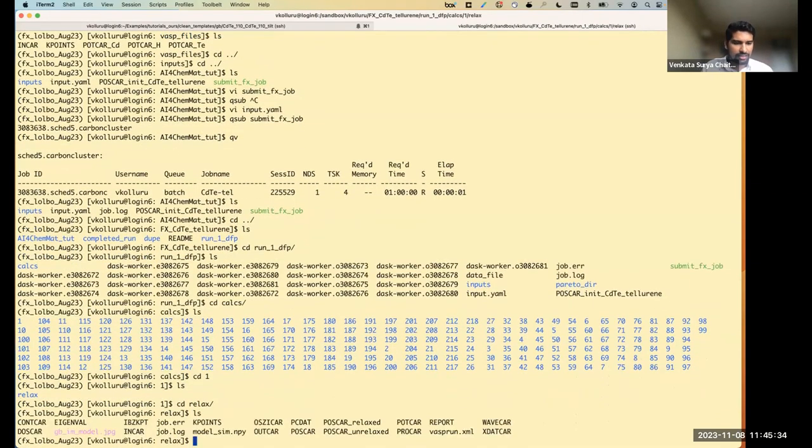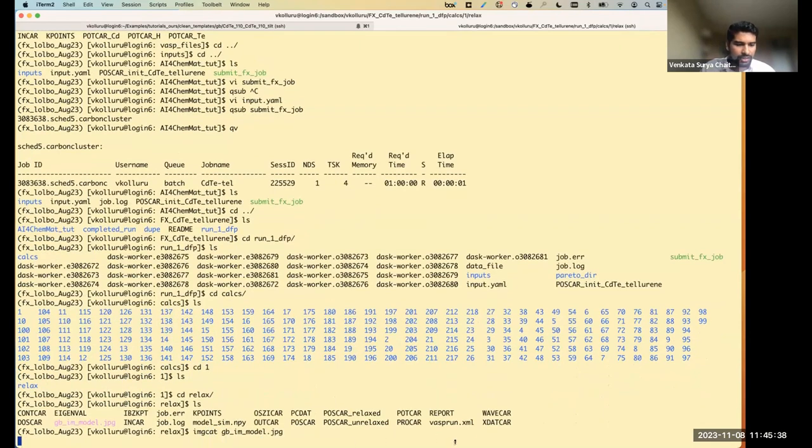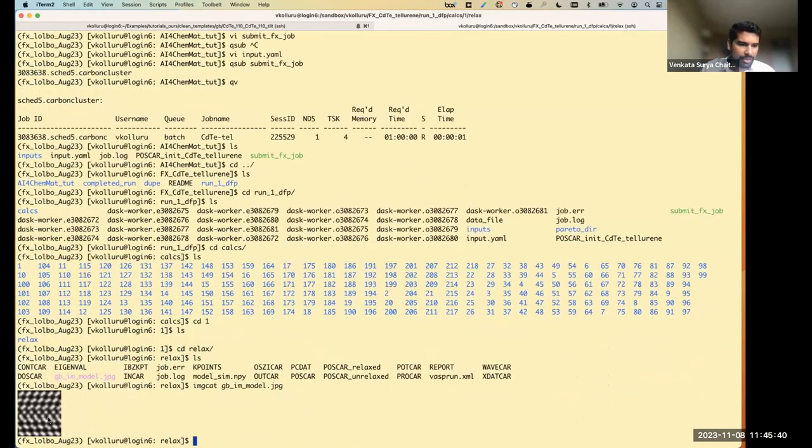And in the relax, you can actually visualize the image corresponding to this particular relaxed structure. And also you have the VASP calculation data, and you can use this data for developing a force field or something with all the VASP data you have generated here. So this is the simulated image. Like you can see, the top grain and the bottom grain are fixed, and the interface is varied here.